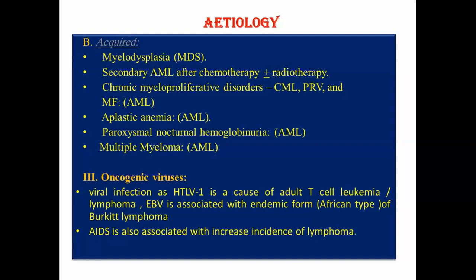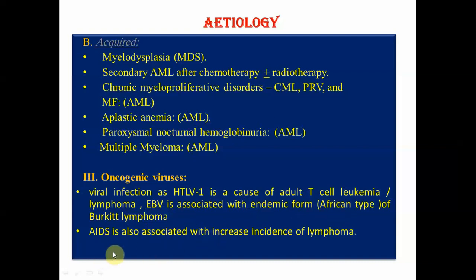Multiple myeloma, which is a form of plasma cell dyscrasia, a plasma cell malignancy involving the plasma cells. These patients also have increased tendency for developing acute myeloid leukemia. Then oncogenic viruses, not all viruses, but some examples of viruses that, when they infect the patient, give the patient an increased tendency for developing leukemia, like human T cell lymphotropic virus type 1, which is a cause of adult T cell leukemia lymphoma. Epstein-Barr virus is associated with the endemic form of Burkitt lymphoma, which is the African type.